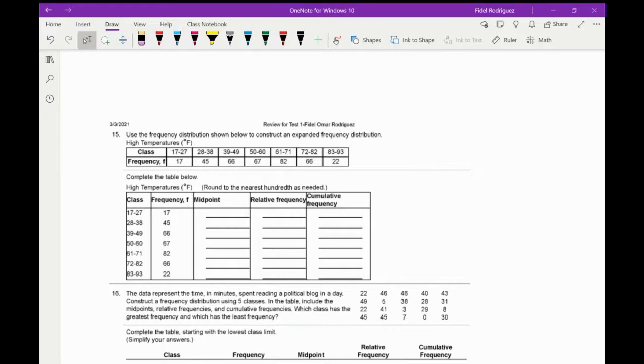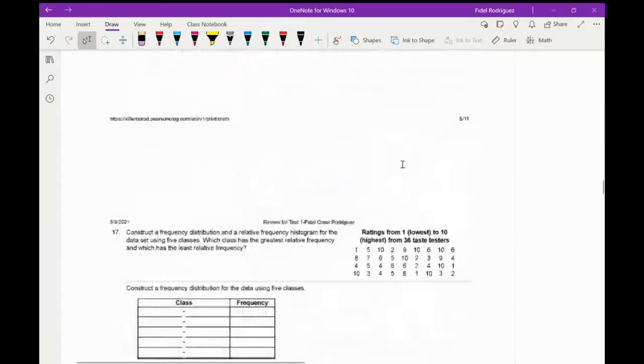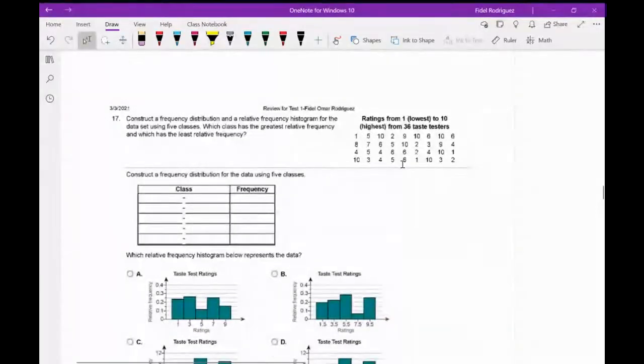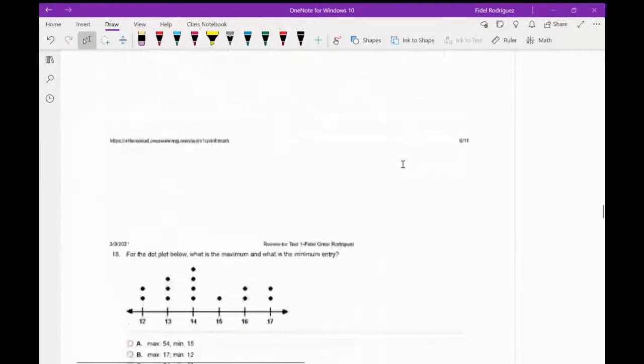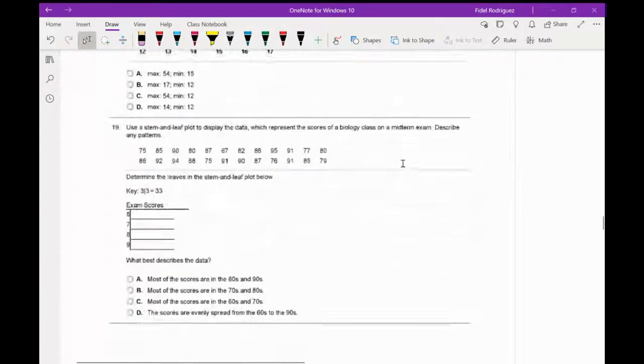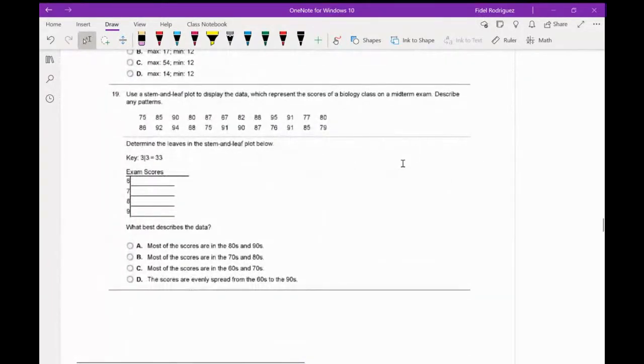Did you do one with the stem and leaf? Yeah, let me see if we can find one like that. Stem and leaf. Stem and leaf. Stem and leaf. Let's see. Here we go. Okay, so number 19, and I'm going to see if somebody put something in the chat because I heard something pop there.